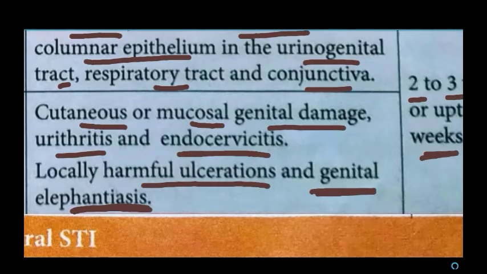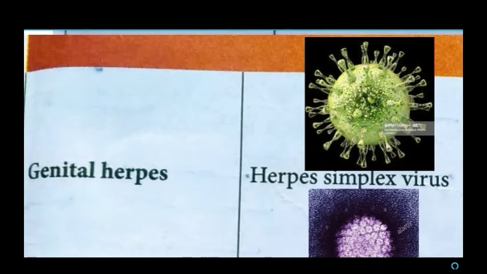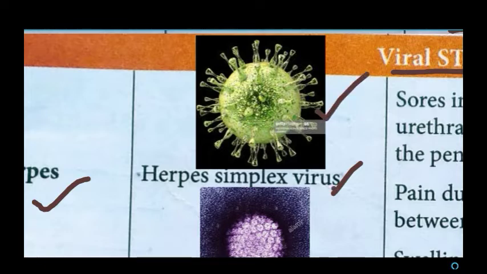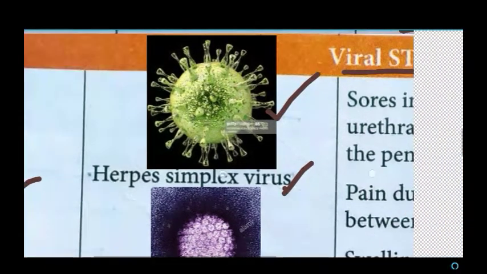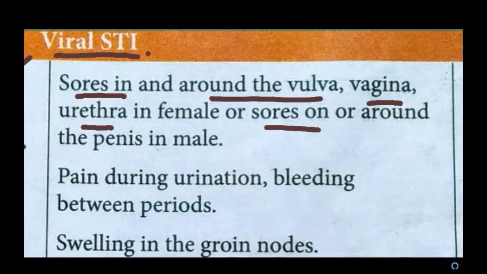Next we are going to see about viral STI. So under viral STI, first we are going to see about genital herpes. The causative agent for genital herpes is herpes simplex virus. So this is the herpes simplex virus. The symptoms for herpes simplex are sores in and around the vulva, vagina, urethra in female, or sores on or around the penis in male.